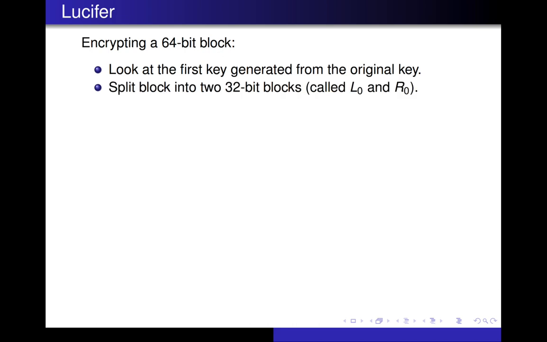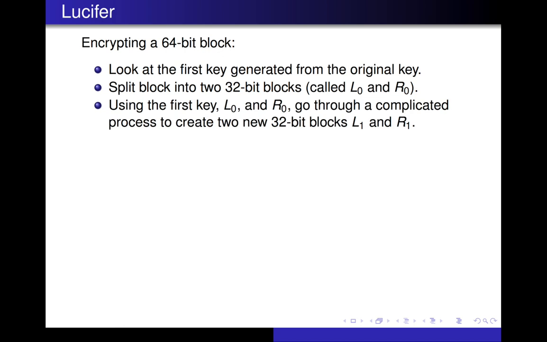I'm not going to go through the details because they're horrendous. First, we're going to look at the first key that is generated from the original key. Remember, that original key we used to generate a whole bunch of other keys that we are going to use in our encryption process. We're going to split our plain text block into two 32-bit blocks. Remember, it was 64 bits at the beginning. Now we're going to split it into 32-bit blocks: L0 is the left half, and R0 is the right half.